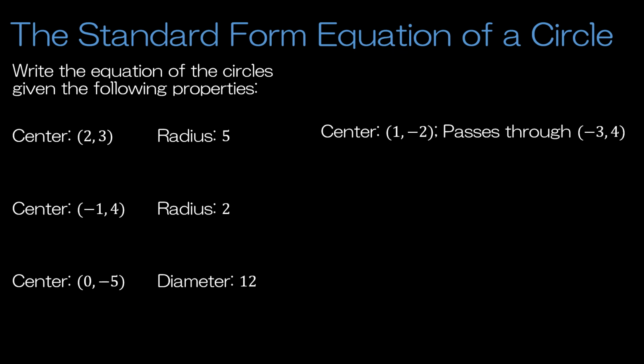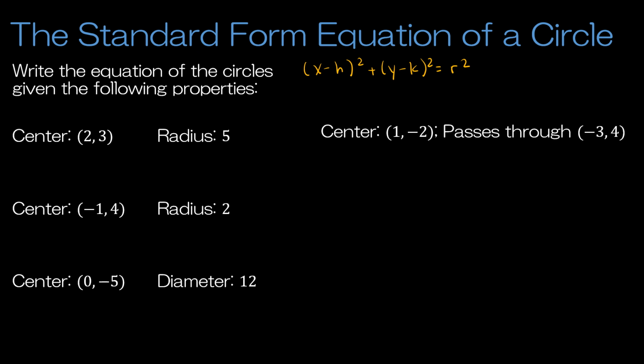While I won't be asking you to graph any of these, I do want to talk to you about how to use that formula to write the equation, the standard form equation of a circle. So if you'll recall, we just said that x minus h quantity squared plus y minus k quantity squared is equal to r squared.